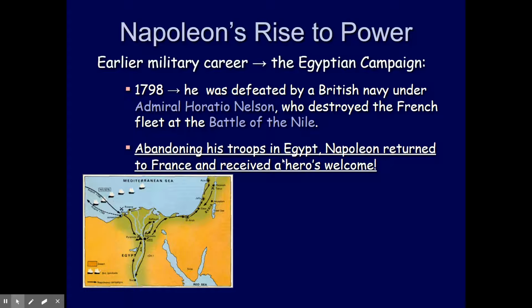England sends their own admiral, Horatio Nelson, down, who actually destroys the French at the Battle of the Nile. In doing this, Nelson becomes a hero for England and also will later on battle Napoleon again.